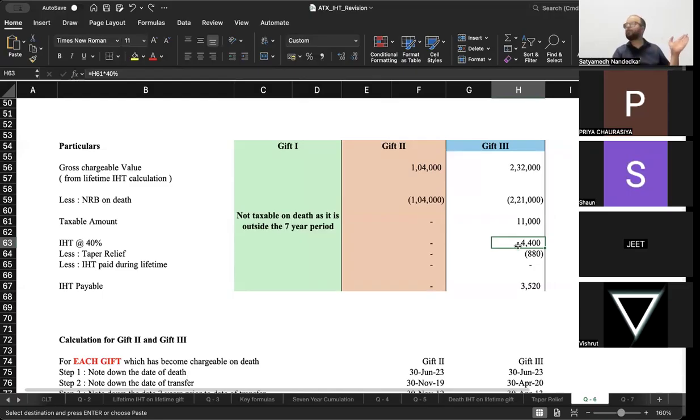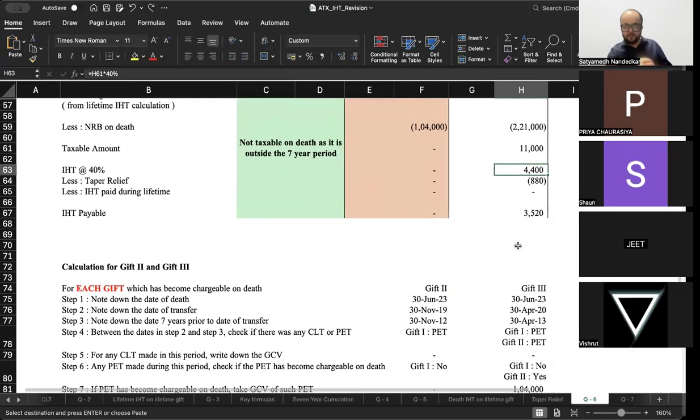Go back 7 years from the date of transfer. In this 7-year period, what do you have to check? You have to check whether there were any CLTs. If there is any CLT, write down the GCV. In this 7-year period, also check if there was any potentially exempt transfer which became chargeable on the death. If that PET did not become chargeable on death, leave it. If that PET became chargeable on death, take its GCV.